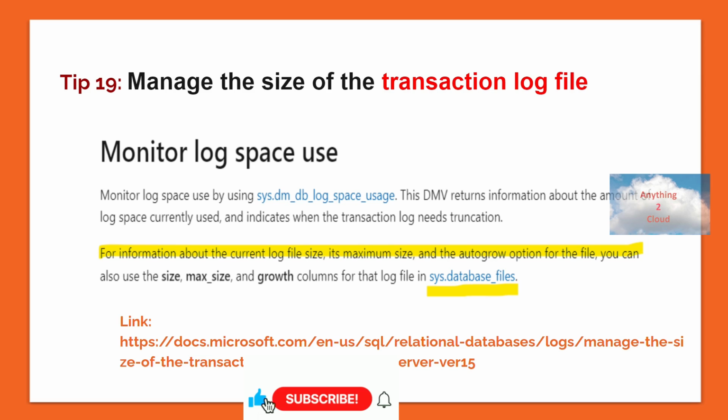The next step is how we can manage the size of the transaction log file. With the help of sys.database_files, we can manage the size of the transaction log. For information about the current log file size, its maximum size, and the autogrow option for the file, you can also use the size, max_size, and growth columns for that log file in sys.database_files. You can get more information about this in the link provided.